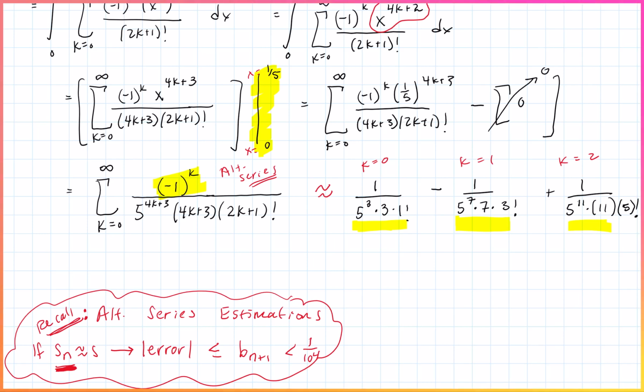The denominators of these terms are getting really, really big. These terms get small because it's just 1 divided by that denominator. These terms themselves get small really, really fast.